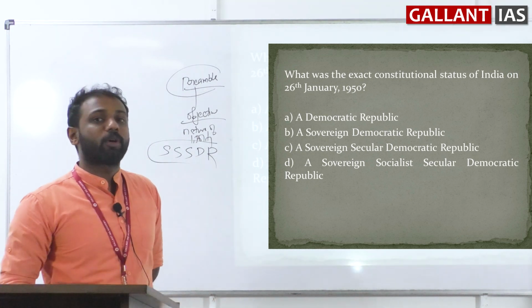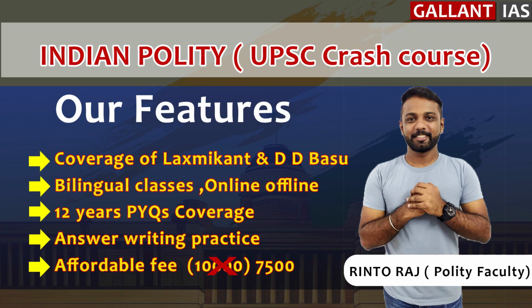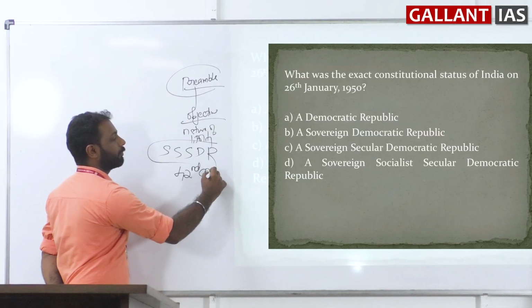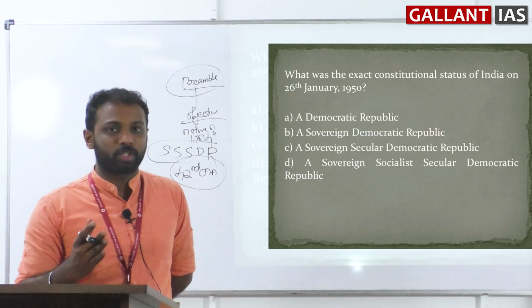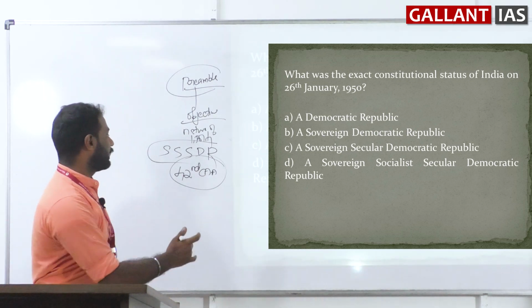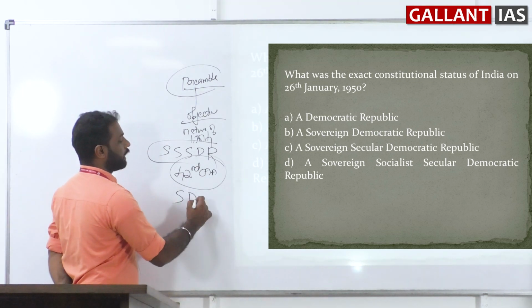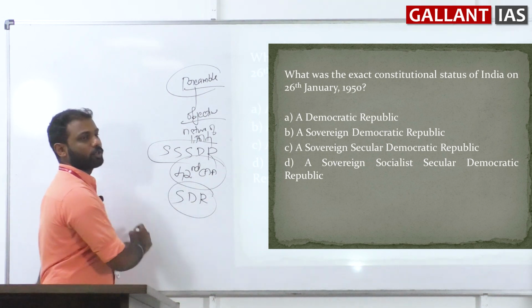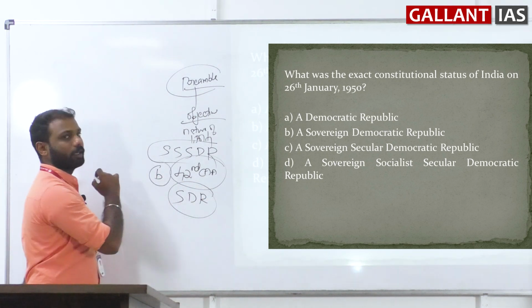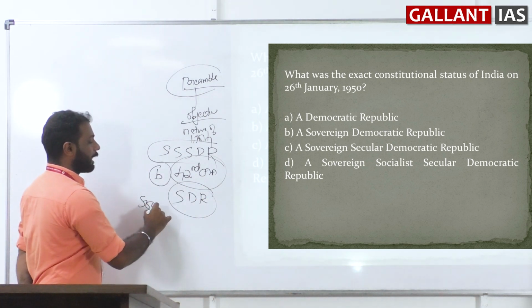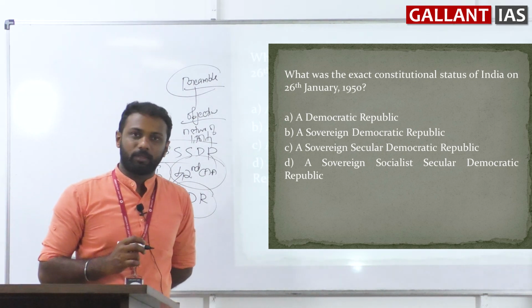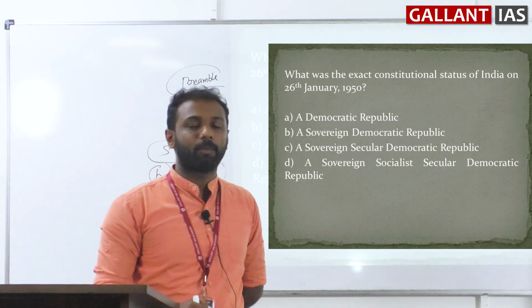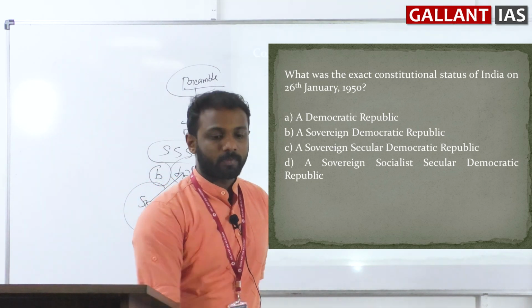Why? Because certain terms were added to the preamble through the 42nd Constitutional Amendment Act. But at the time of 1950, or at the time of the enactment of the constitution, the preamble read only India as a sovereign democratic republic. So option B is our right answer here. The terms socialist as well as secular were added by the 42nd Amendment Act only. So the answer is option B, that is sovereign democratic republic.